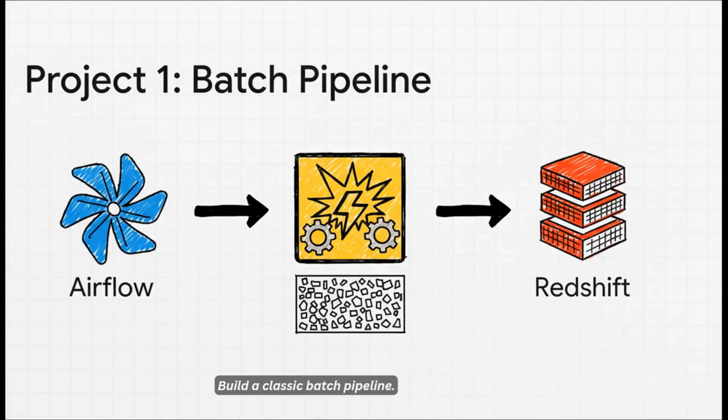Build a classic batch pipeline. You can use Airflow to schedule it, Spark to do all the heavy lifting and transformations, and then load your clean data into a warehouse like Redshift. This project will make those first couple of stages we talked about really sink in.